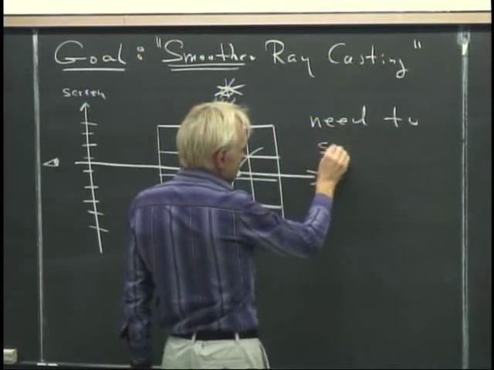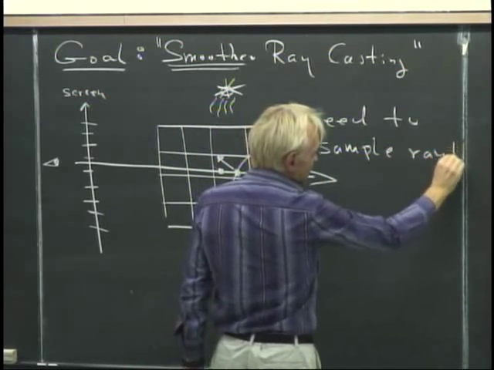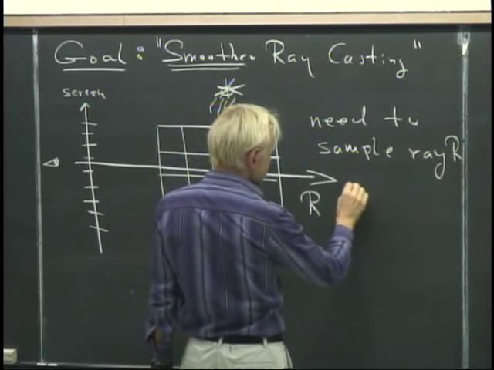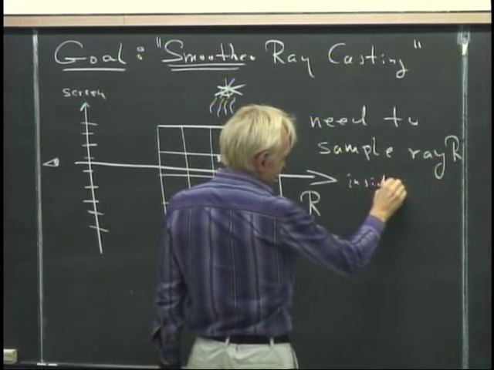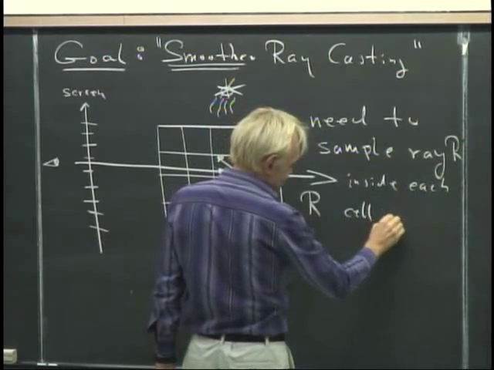So the need to sample array R. So this is our happy array R inside each cell it passes through.